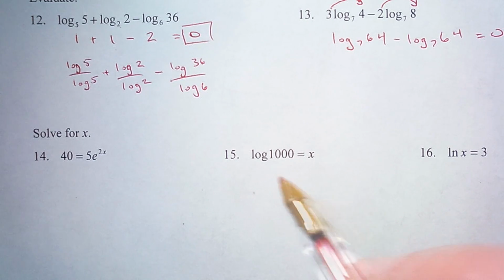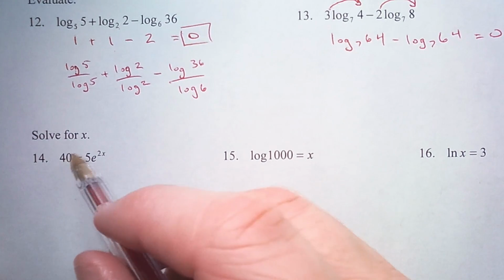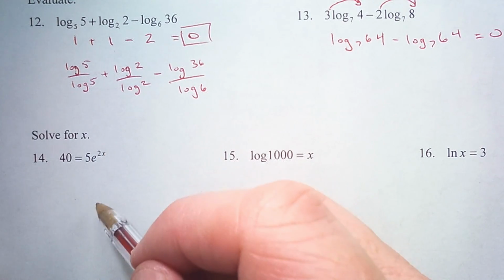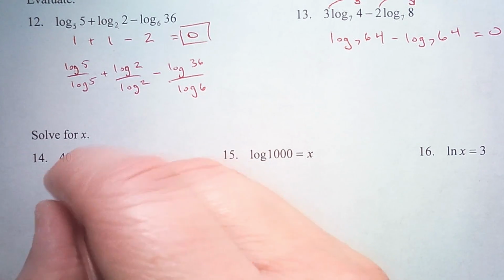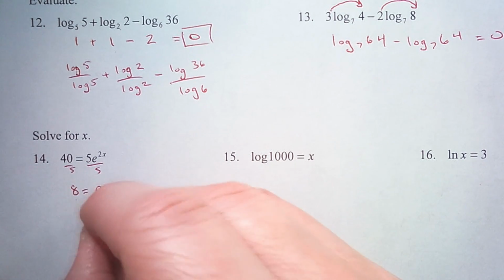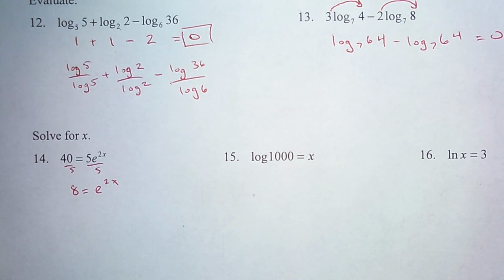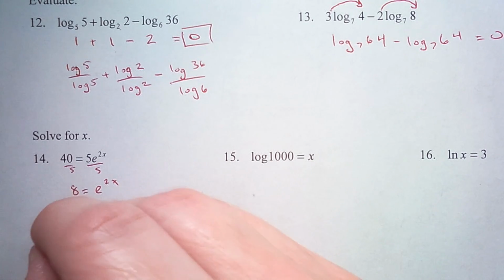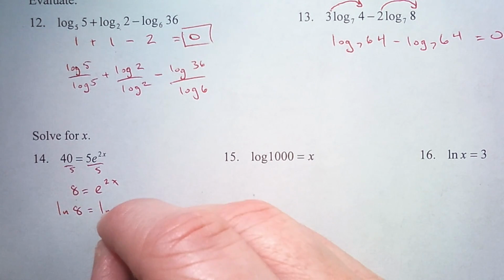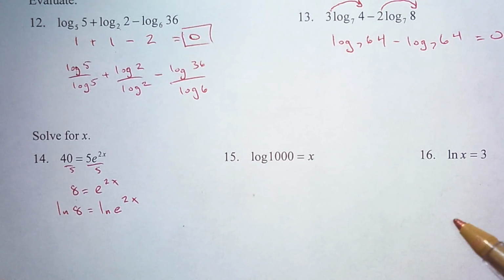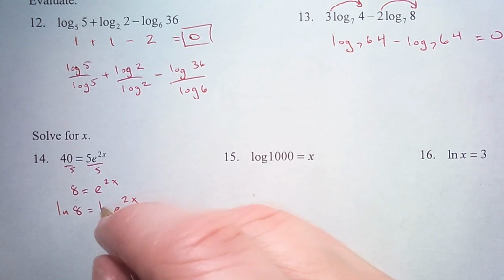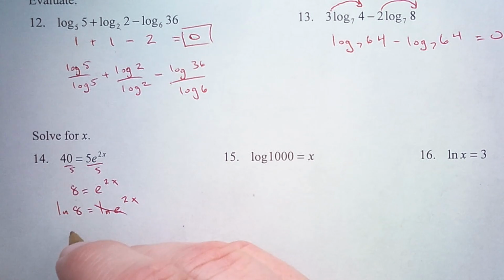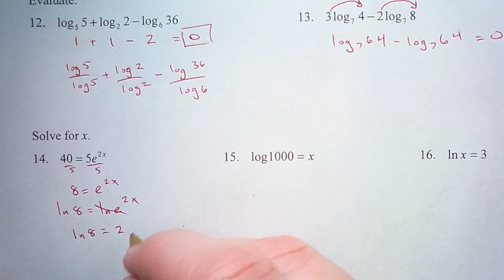Next up, solve this equation for x. So we have 40 equals 5 times e to the 2x. So let's divide both sides by 5, and we get 8 equals e to the 2x power. Now, in order to cancel out this e, we could do natural log on both sides. So natural log 8 equals natural log e to the 2x. Okay, natural log is log base e, and that cancels out that e. So we get natural log 8 equals 2x. And then we can divide by 2.